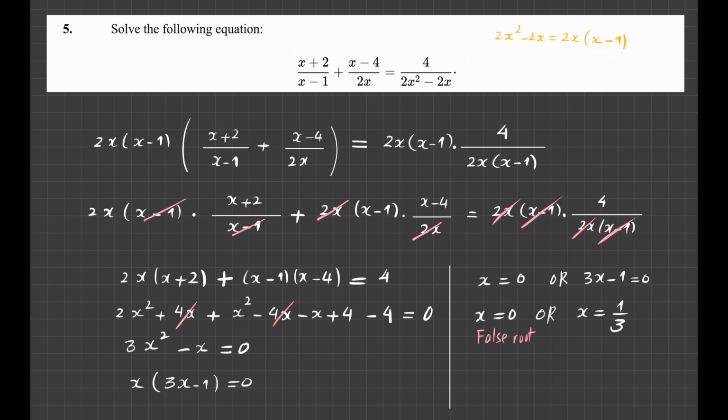And 1/3 doesn't impose any problems. It doesn't make this denominator 0, it doesn't make this denominator 0 either. So it means that it is the only solution to this rational equation.